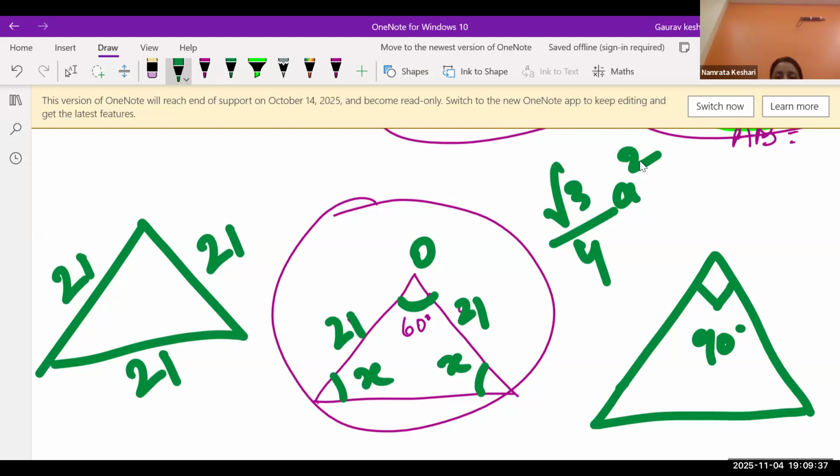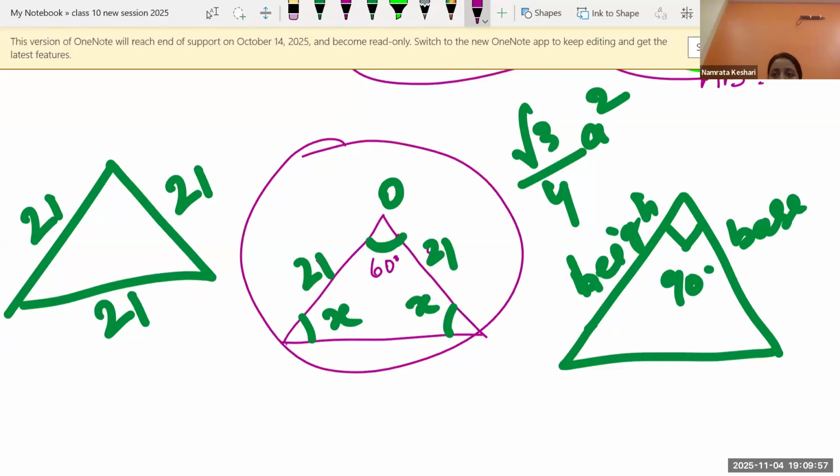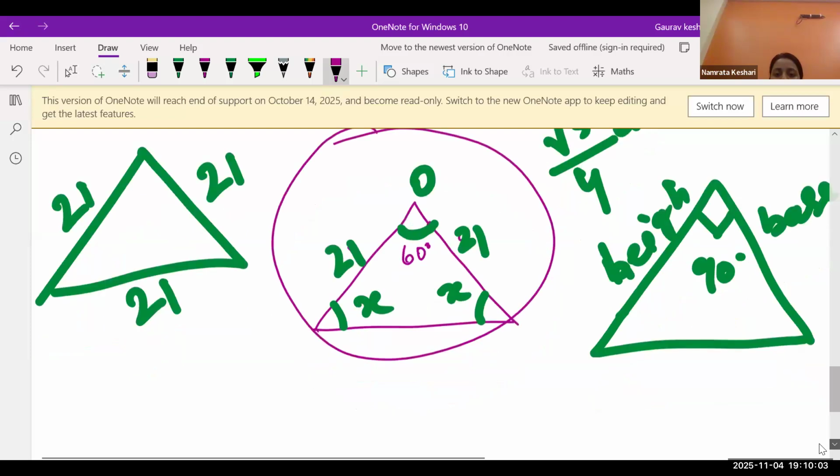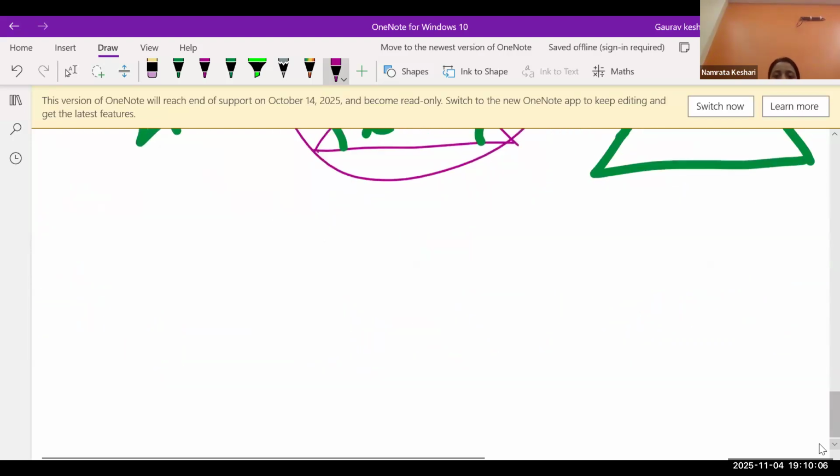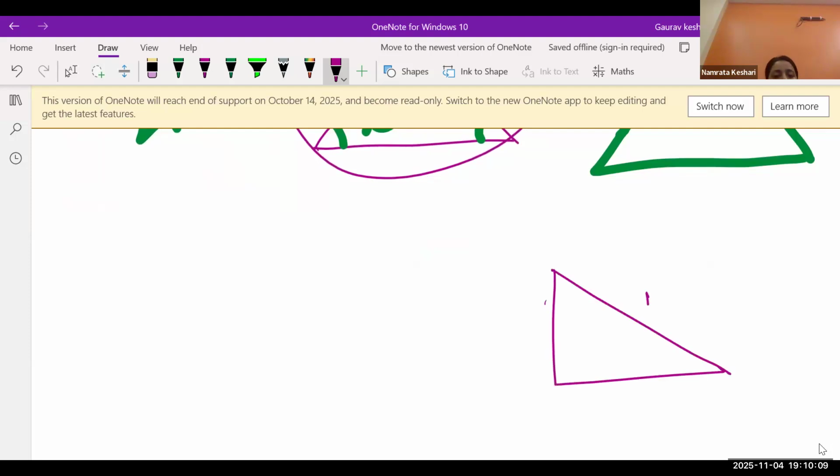In a right angle triangle, you can take this as a height and this as a base, or maybe this one as a base. I mean, do you know what a right angle triangle looks like? Just a moment. A right angle triangle looks like this, where of course this is the hypotenuse, and you can call this a height and this a base.